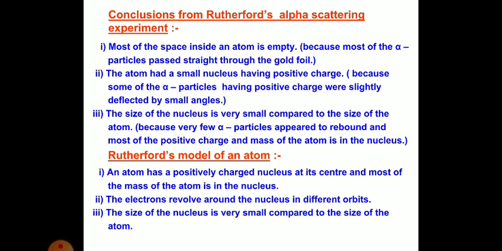Now after that, Rutherford made a model of an atom in which he stated some different statements. An atom has a positively charged nucleus at its center, and most of the mass of the atom is in the nucleus. The electrons revolve around the nucleus in different orbits. The size of the nucleus is very small as compared to the size of the atom. So these are the statements which Rutherford mentioned in his model of an atom. These are very important points.